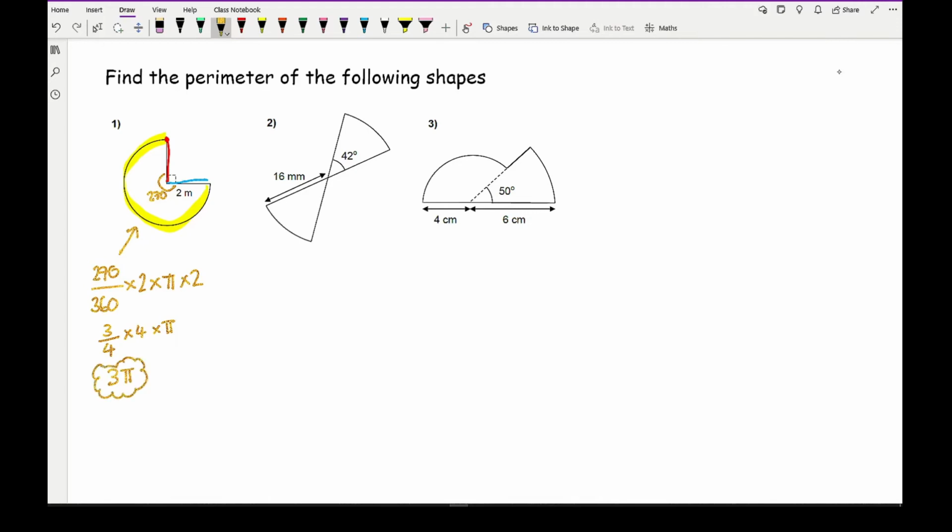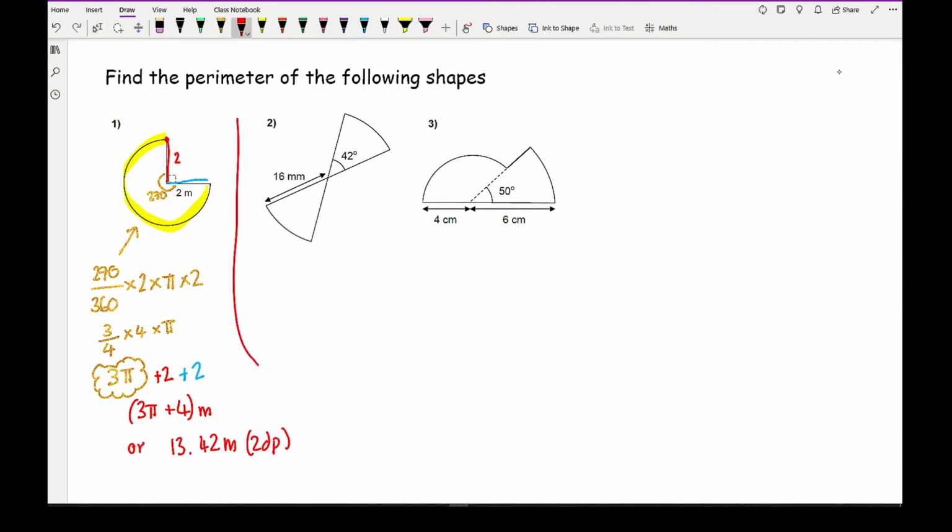Then I've got to add the two straight edges, which is going to be plus 2 plus another 2. So in terms of pi, that's going to be 3 pi plus 4 meters, and that would be the final answer. Or I could write it in terms of decimals, in which case I'd type 3 pi plus 4 into my calculator, which gives me an answer of 13.42, and that's going to be meters to 2 decimal places.